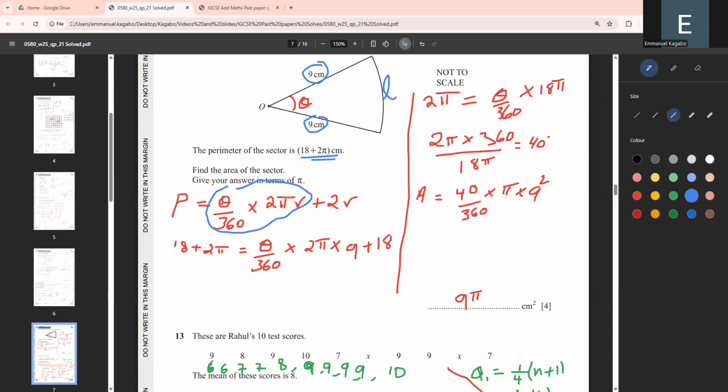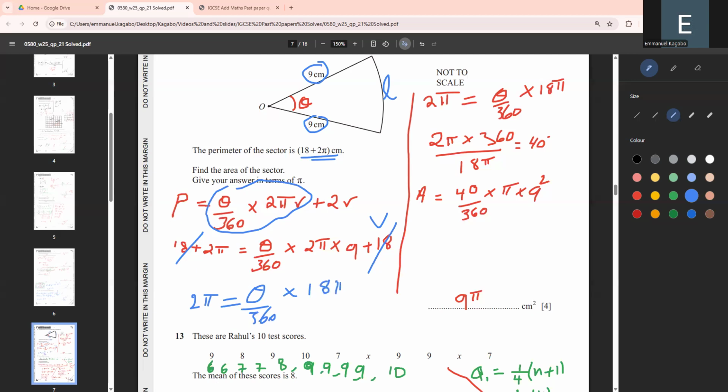Okay, the perimeter of the sector is arc length, which is theta over 360 times 2 pi r, then plus 2r. 2r is the radius. Now, what's the perimeter? 18 plus 2 pi equals theta over 360 times 2 pi r, then plus 2r, because r is 9. 2 times 9 gives me 18. So the next step is collecting like terms. If you can see, this cancels out with that. So what am I going to remain with? I'm remaining with 2 pi equals theta over 360 times 18 pi.